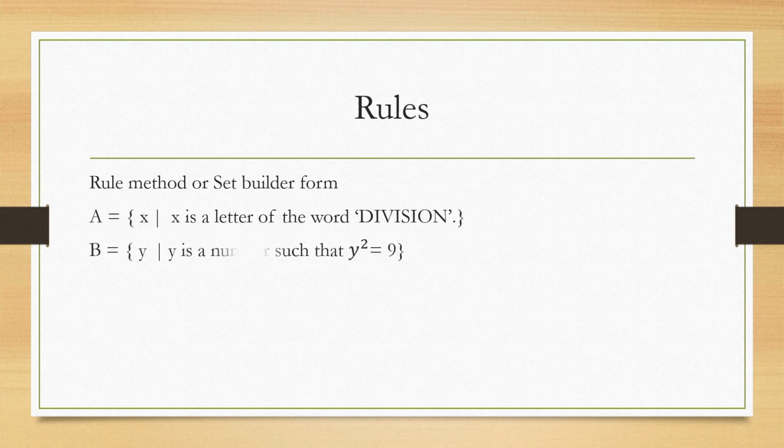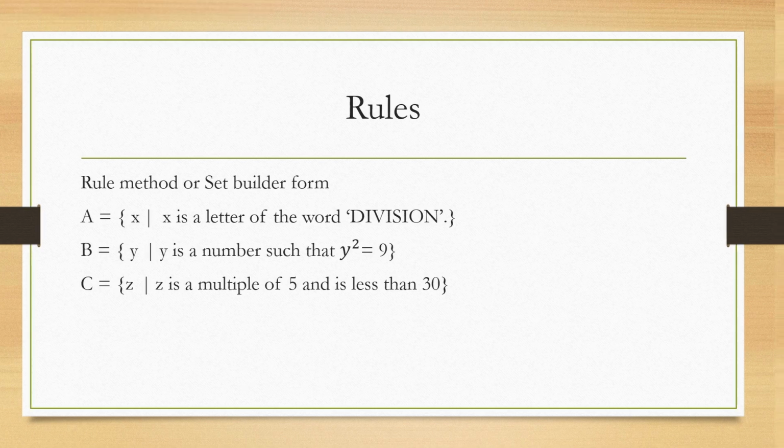B is equal to curly bracket open y such that y is a number such that y square is equal to 9, which is the number whose square is 9. It can be minus 3 or 3. C is equal to curly bracket open z such that z is a multiple of 5 and is less than 30. It means we have to find the numbers which are multiples of 5 and less than 30. It means 5, 10, 15, 20, 25.